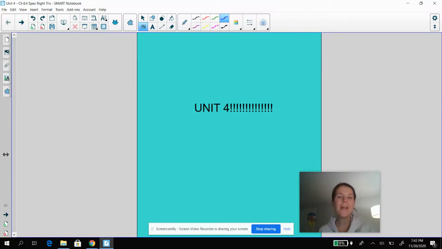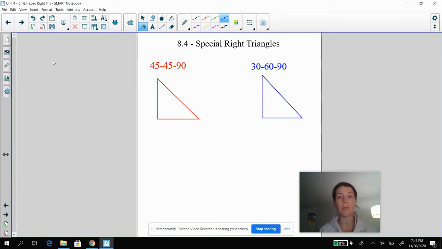Unit 4 is all about trigonometry, and trigonometry is the study of triangles, usually right triangles. We're going to focus mostly on right triangles until the end, so get ready. I wanted to first talk about two special right triangles. Obviously, there are an infinite number of right triangles that we could have, but two of them are really special. One is called a 45-45-90 triangle, and the other one is called a 30-60-90 triangle.